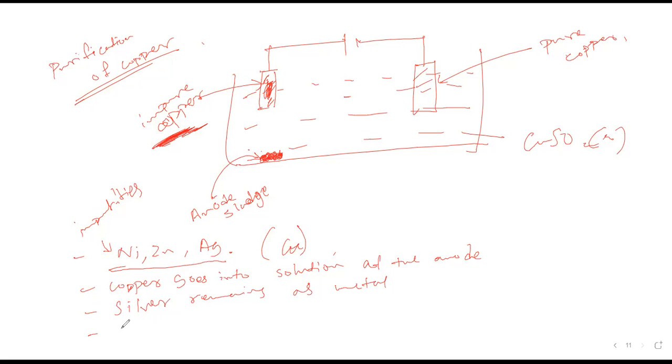Then we are left with zinc and nickel, which actually dissolve to make Zn2+ and Ni2+ ions. So that means they're actually oxidizing. They're actually losing electrons, besides copper. Now, how do we explain?